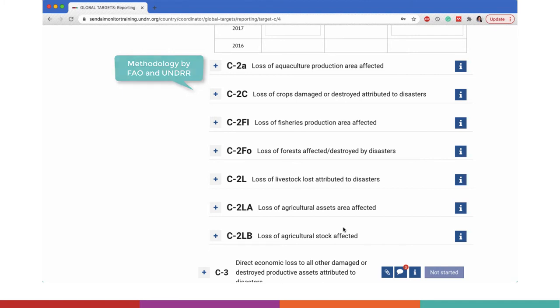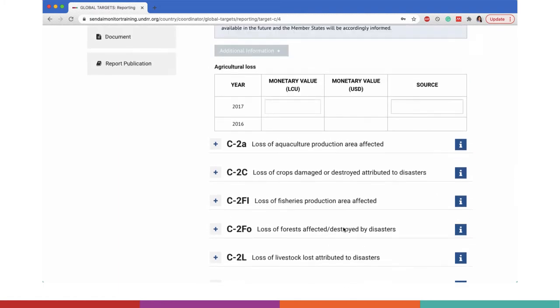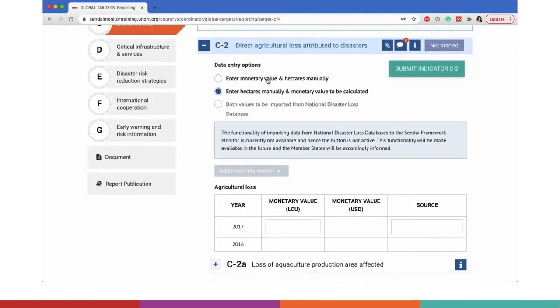We recommend that you work with your country's Ministry of Agriculture in reporting for C2 on data collection and how to input this data, as well as involve relevant UN agencies like the FAO for assistance. To begin reporting for C2, select your data entry option.